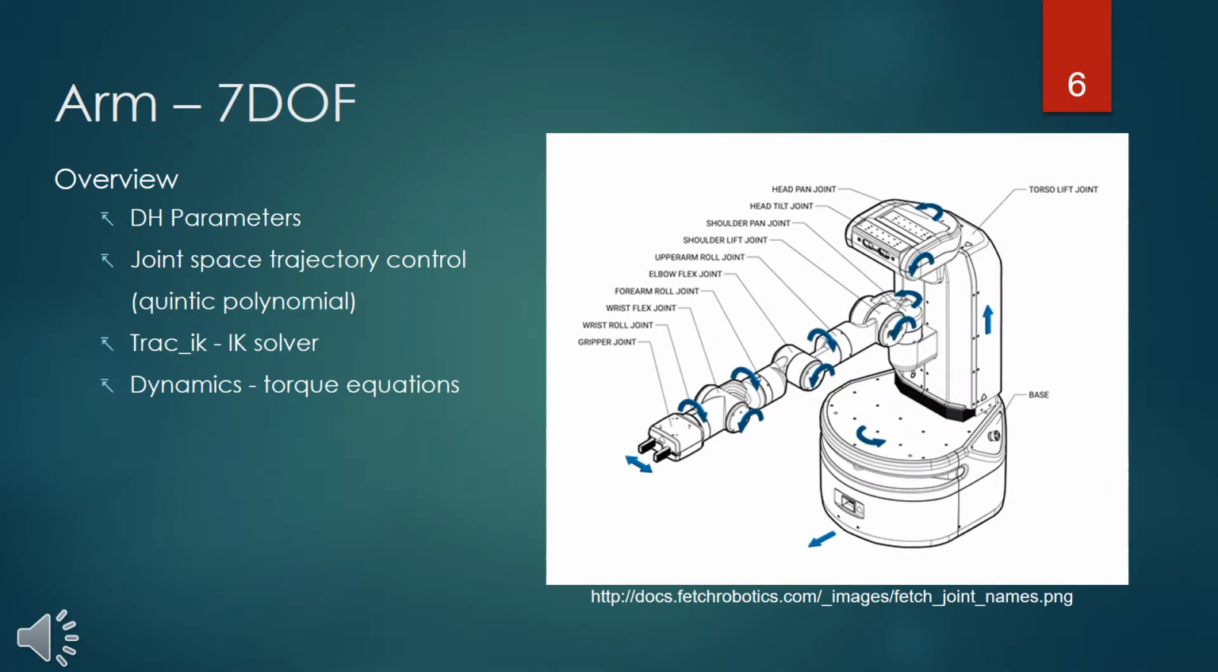The Fetch robot arm has 7 degrees of freedom. Here, the torso movement is controlled separately. The slide shows the overview of the task required to solve arm trajectory planning. First, we begin by deriving the DH parameters for the robot arm. Then we use a quintic polynomial for trajectory control of the joint space.